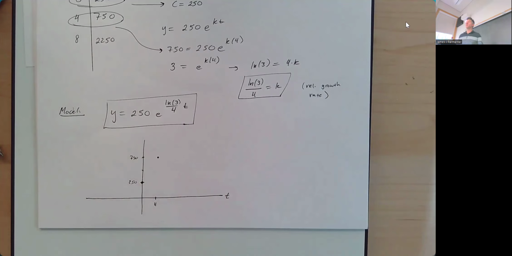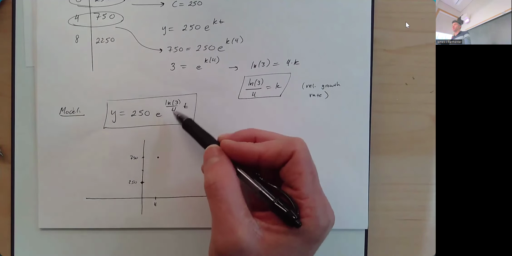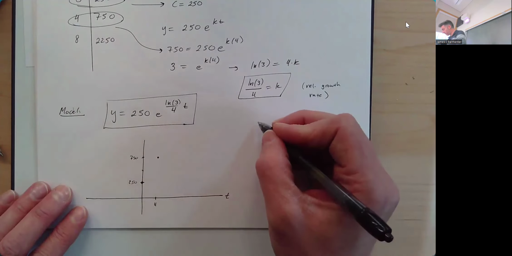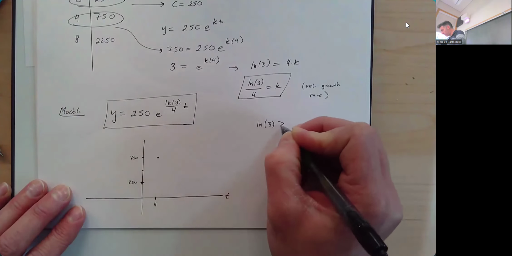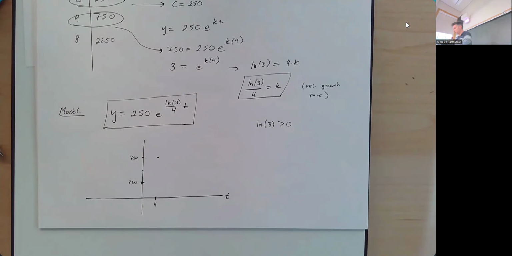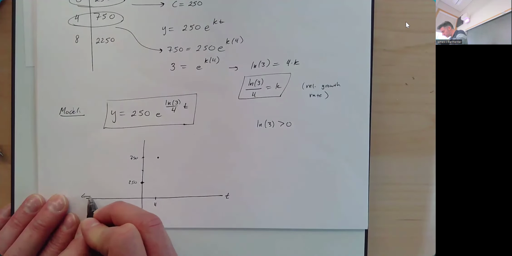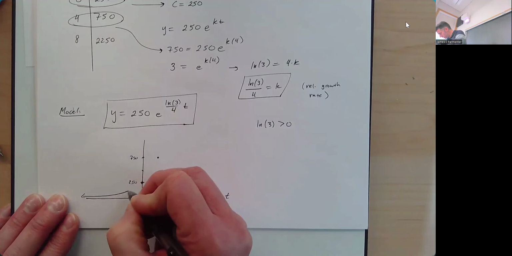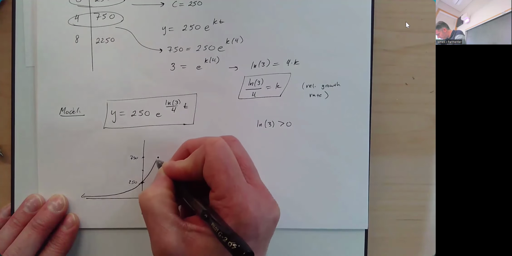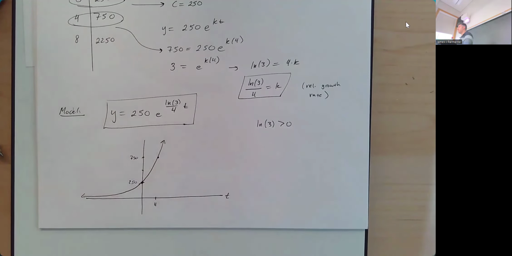I know it's increasing from left to right because it's exponential growth, or because my k value here is positive. The natural log of 3 is definitely a positive number. And so this is going to look like your usual exponential shape, increasing from left to right. That's it. That's all I would do to graph it.